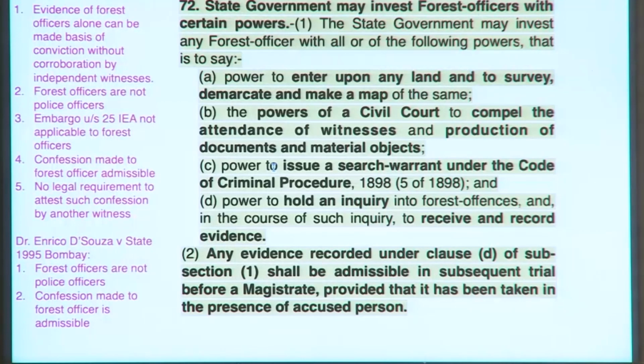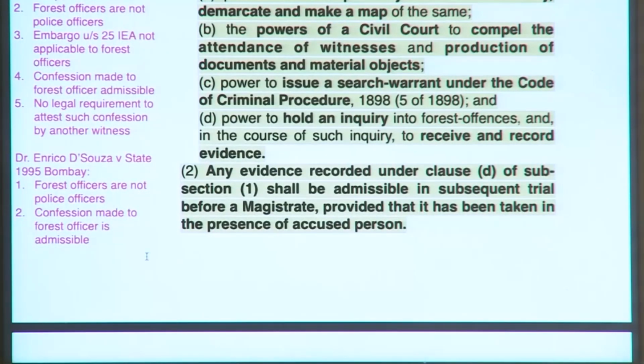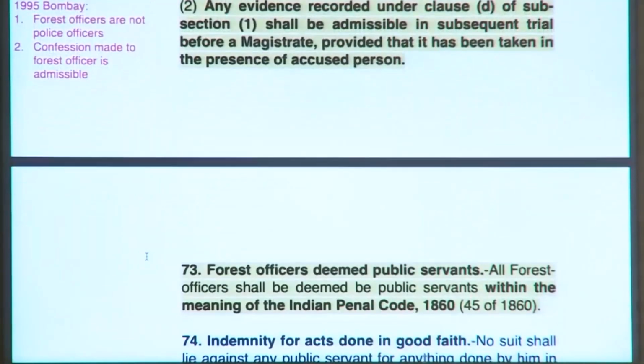Next, the state government may invest forest officers with certain powers, and what are these powers? The power to enter upon any land and to survey, demarcate and make a map of the same; the powers of a civil court to compel the attendance of witnesses and production of documents and material objects; the power to issue a search warrant under CRPC 1898; and the power to hold an inquiry into forest offences and, in the course of such inquiry, to receive and record evidence. Any evidence recorded under clause D of subsection 1 shall be admissible in a subsequent trial before a magistrate, provided that it has been taken in the presence of the accused person.